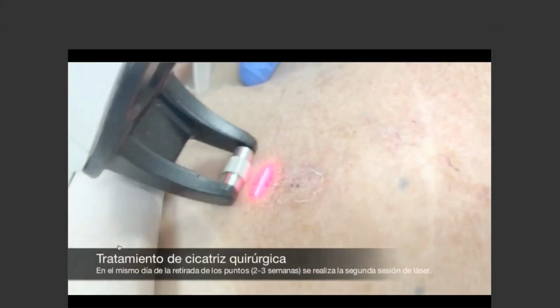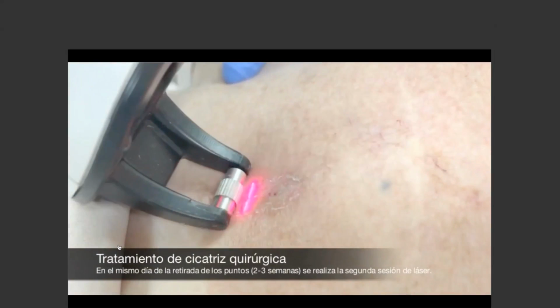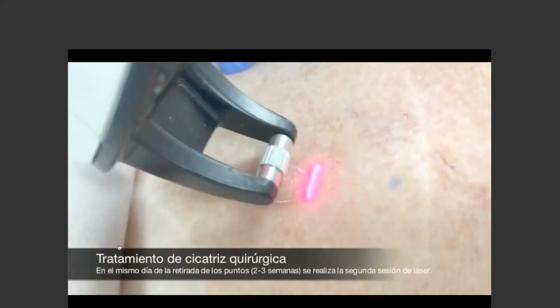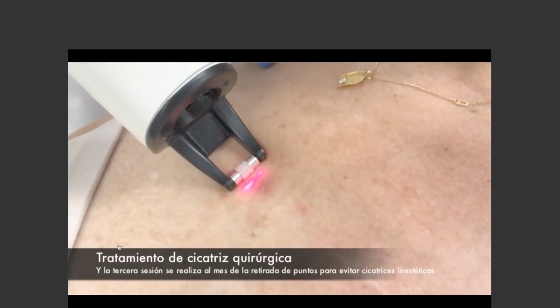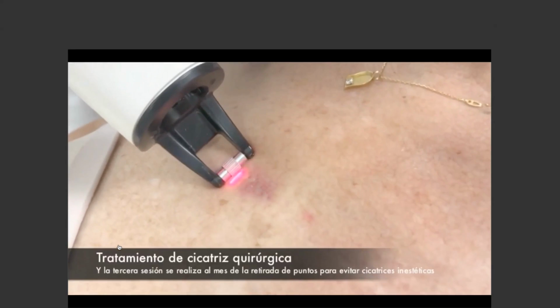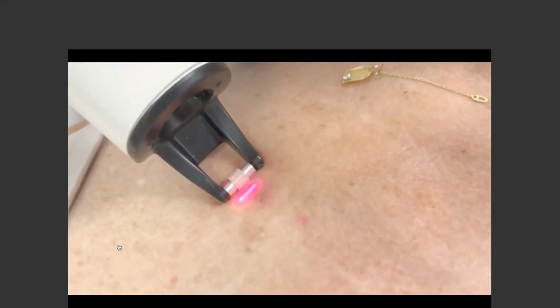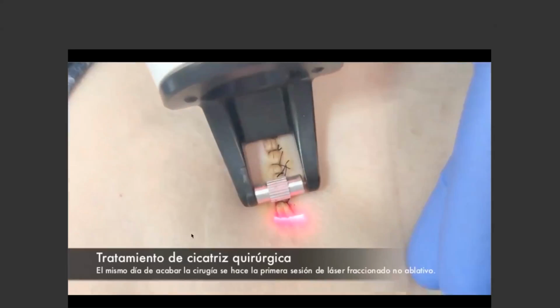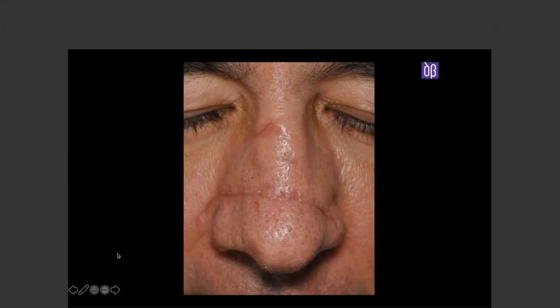This is the day of the removal of the stitches. The same day that I remove the stitches, I do the second pass of the laser. And 1 month after the intervention, I do the third pass of the laser. So it's just 3 sessions of non-ablative fractional laser within the first month after the surgery. Most of the time with this type of treatment, we avoid the appearance of a scar.